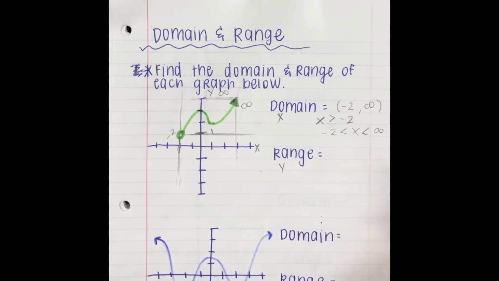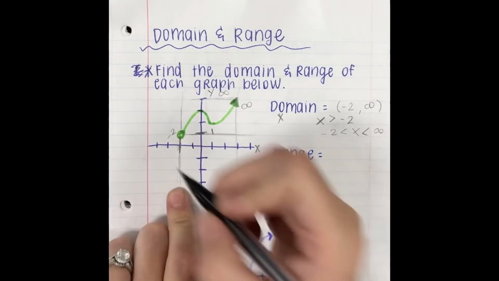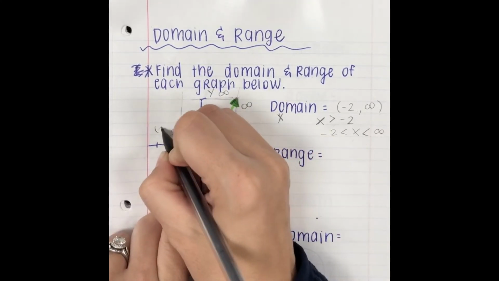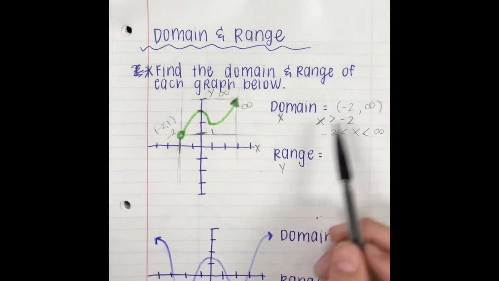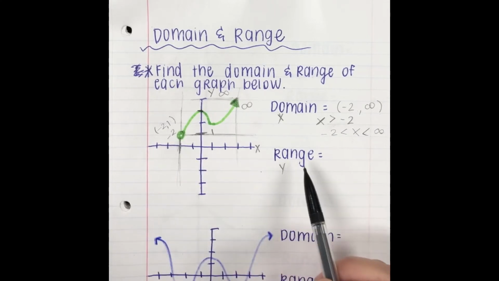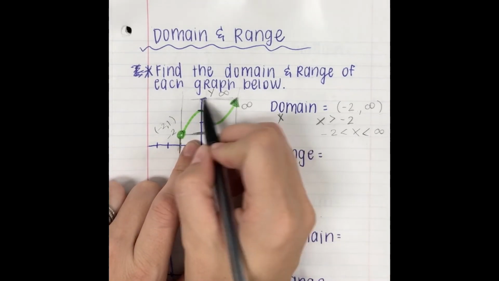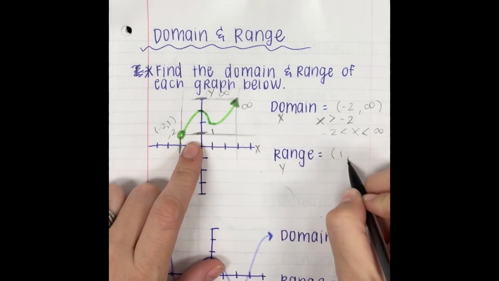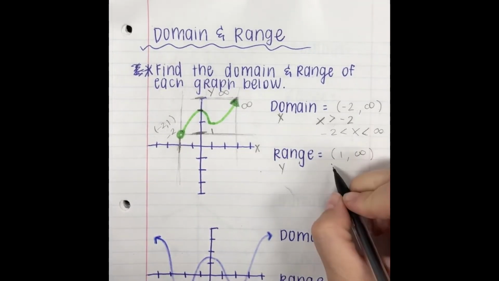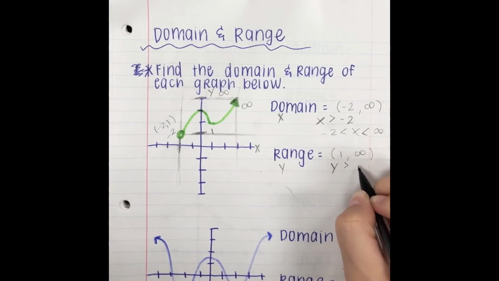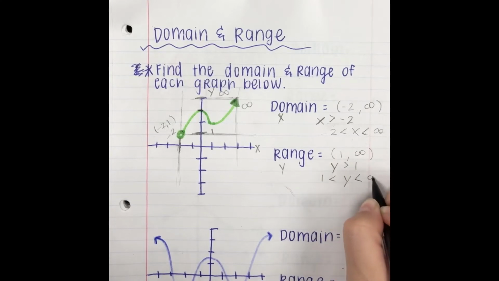So range, we would write the same kind of way. We could do it from 1, because remember this point, if we were to look at this point, it's -2 on my x-axis, and then it's up at 1 on the y. So when we do domain, we're using just the x value. When we do range, we're doing just the y value. So it goes from 1 on my y-axis up to infinity. So we would say 1 to infinity. We could say any y value. This is range, so y is any y value greater than 1. Or we could say 1 is less than y, which has to be less than infinity.